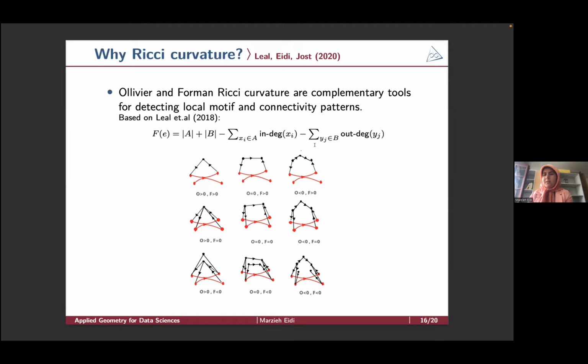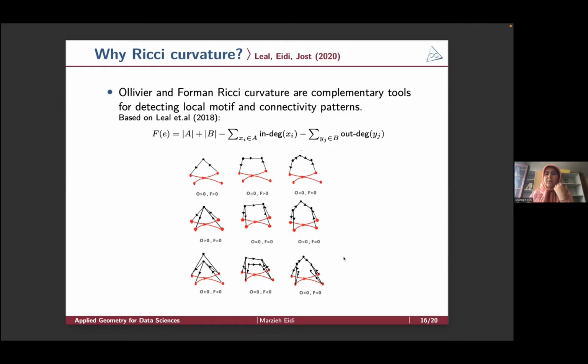motifs. As you know, motifs are essential in complex network analysis, and it is conjectured that in biological networks, the functionality of networks happens through these local motifs. So understanding their structure is a really essential task in complex network analysis. But here we can talk about these connectivity patterns easily with the help of Ollivier and Forman-Ricci curvature.